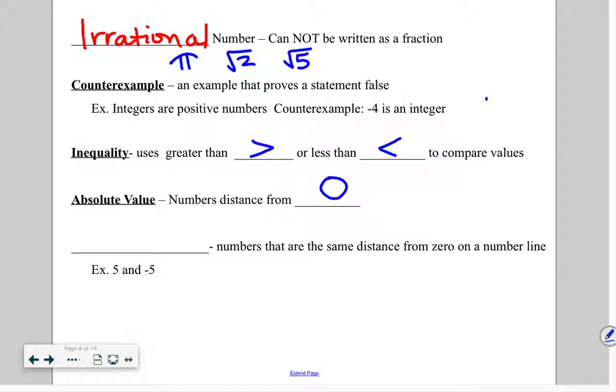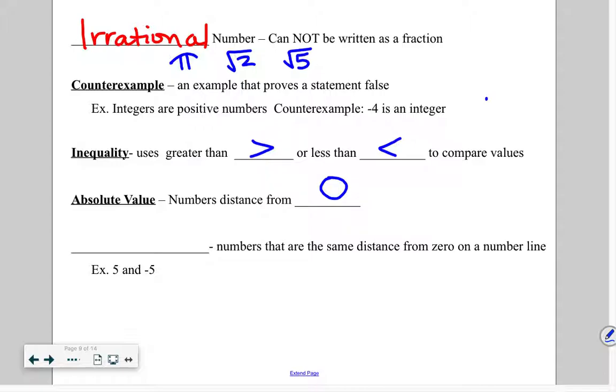What is the absolute value of 4? 4, it's 4 units away from 0. It is 1, 2, 3, 4 leaps away. The absolute value of negative 5 is 5. Again, it is never a negative value.